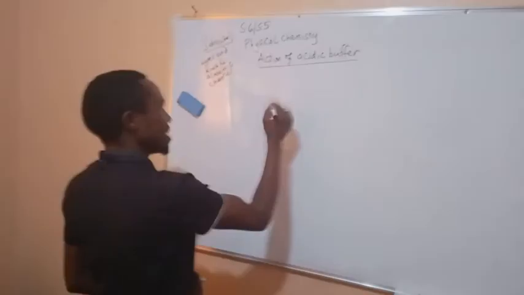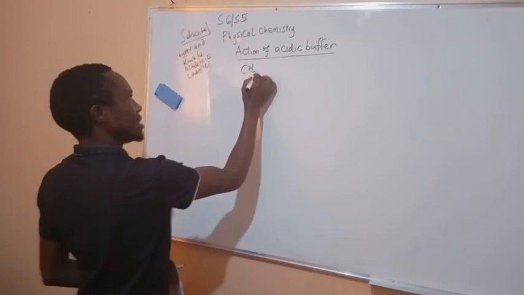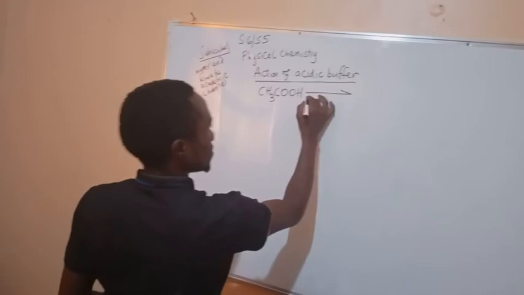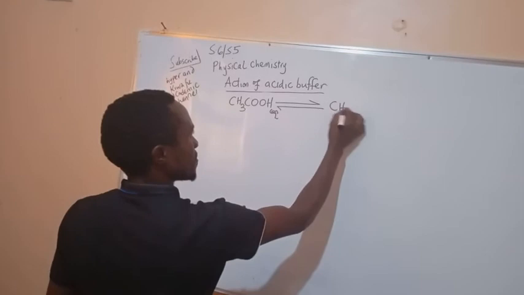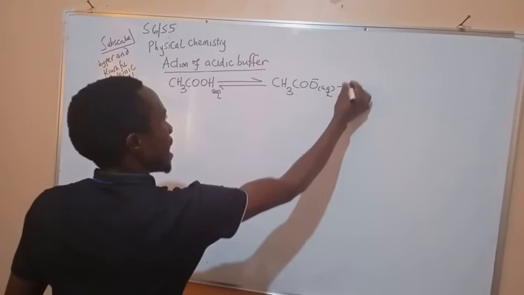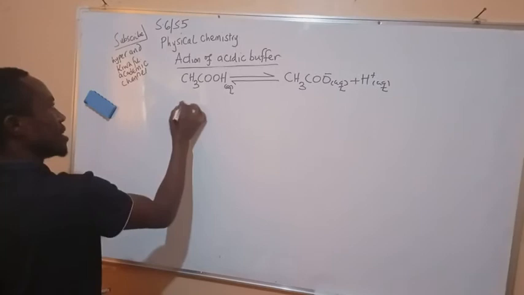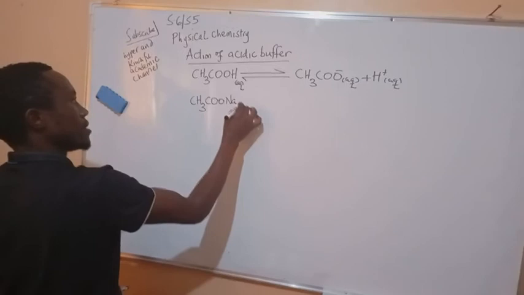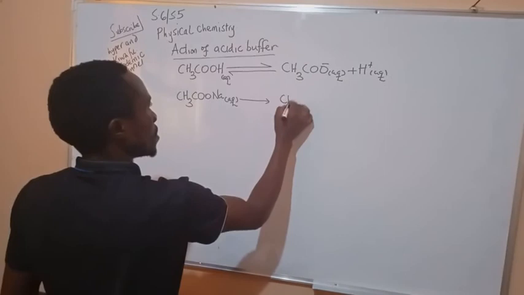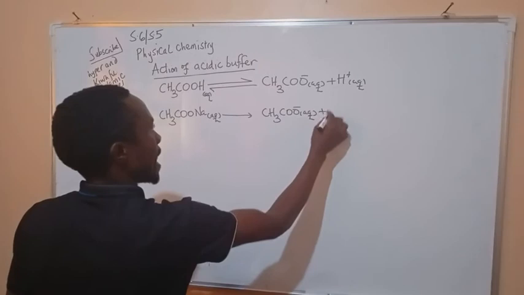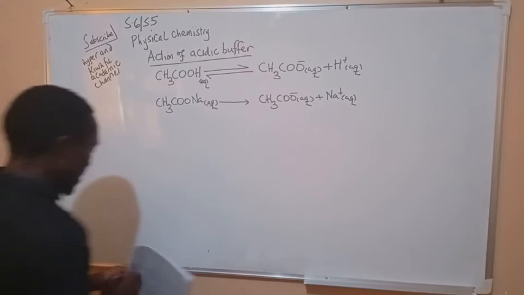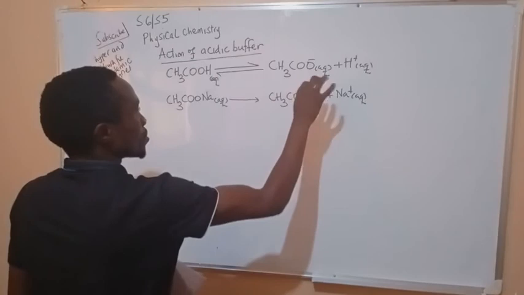We have said that an acidic buffer is having ethanoic acid, which partially ionizes. And as it partially ionizes, it will produce ethanoate ions and hydrogen ions. And we said it also contains sodium ethanoate. And this sodium ethanoate completely dissociates to produce ethanoate ions and sodium ions. So we have said that the concentration of ethanoate ions is high, and also the concentration of unionized ethanoic acid is also high.